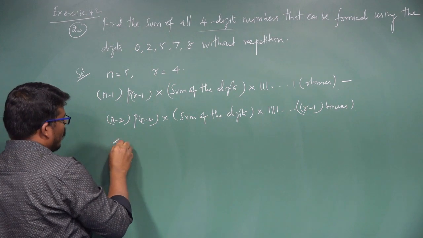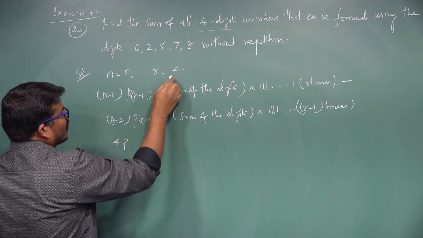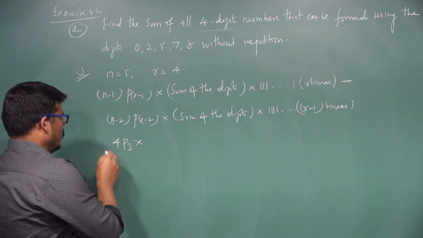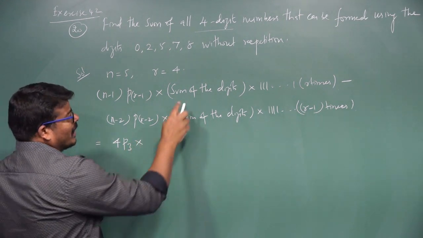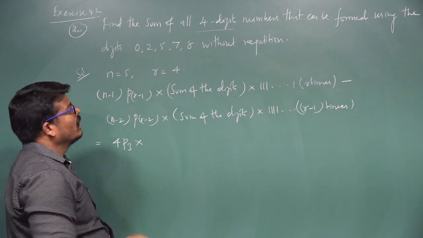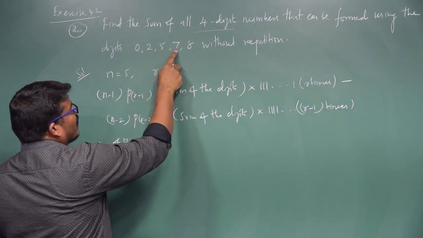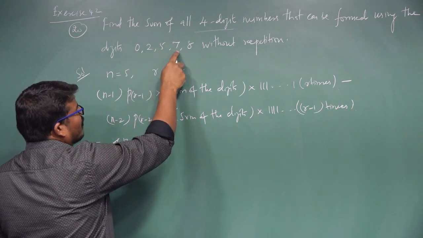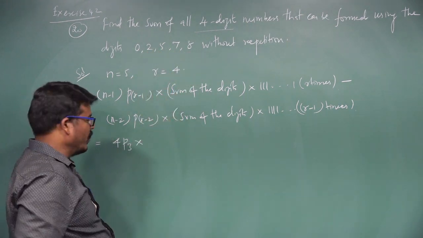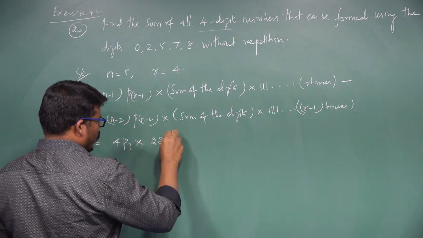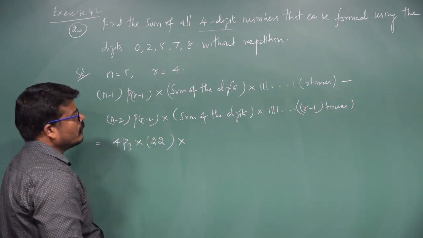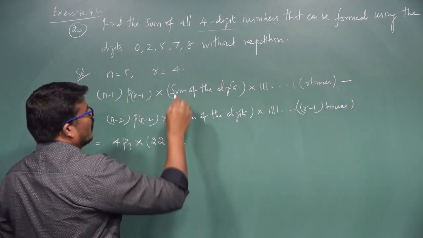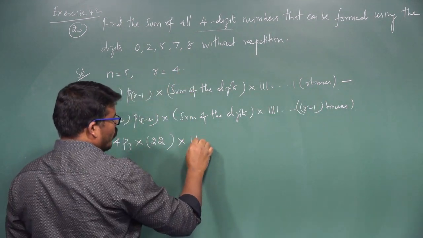Now substitute the value of n as 5. 5 minus 1 is 4, so 4P(r minus 1), and 4 minus 1 is 3, so 4P3 into the sum of the digits: 0 plus 2 plus 5 plus 7 plus 8. 0 plus 2 is 2, 2 plus 5 is 7, 7 plus 7 is 14, 14 plus 8 is 22, into 1, 1, 1, 1, r means 4 times.